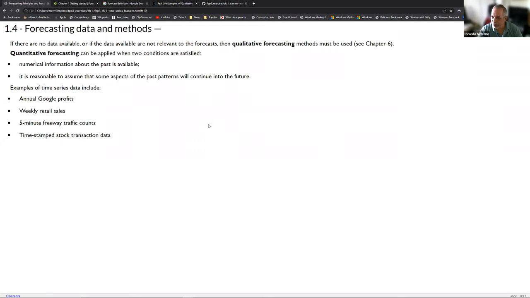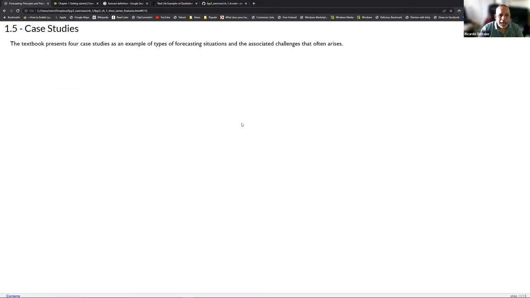So other examples of quantitative forecasting: any company's annual profits, okay? That could be estimated, unless it's a startup. If it's a startup, then you have to go through other similar businesses to see more or less if you can get a number in that sense, okay? But if it's a company like IBM, like Apple, like Google that have a history, past information, then you could do a good forecast. Weekly retail sales, traffic counts, stock transaction data. You can do a good forecast using a quantitative method, okay? All right, the case studies, we're going to tie it with exercise number one. And there's going to be also an interactive activity.